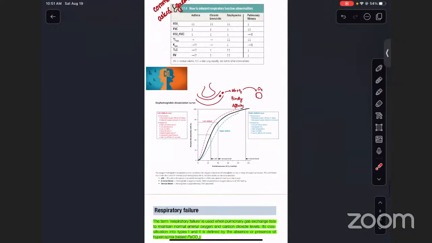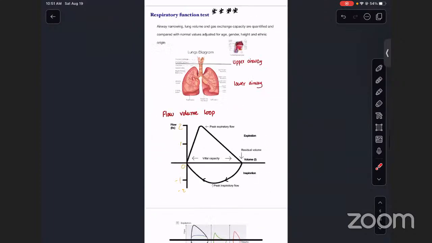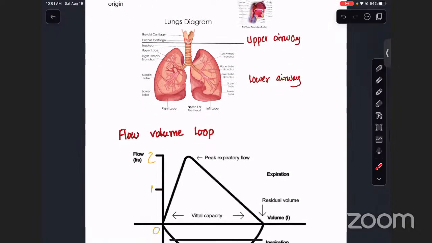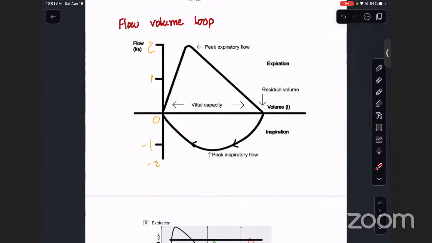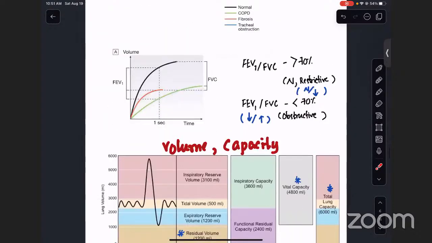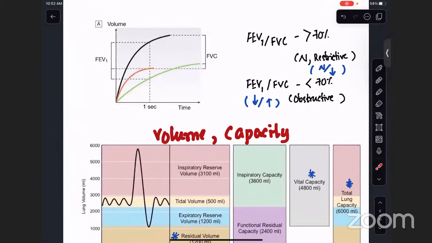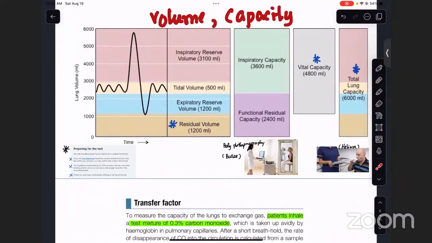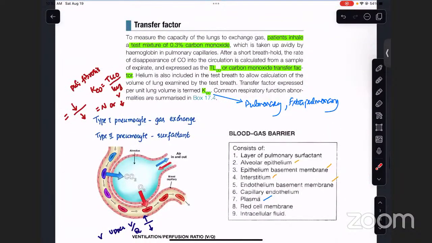So that's all about pulmonary function tests. So let's recap it. In pulmonary function tests, I already mentioned the importance of the flow volume loop to differentiate upper and lower airway obstruction conditions, and the importance of the FEV1 by FVC ratio and the normal value, and the importance of flow volumes and lung capacities, and the importance of gaseous exchange by means of TLCO and KCO.